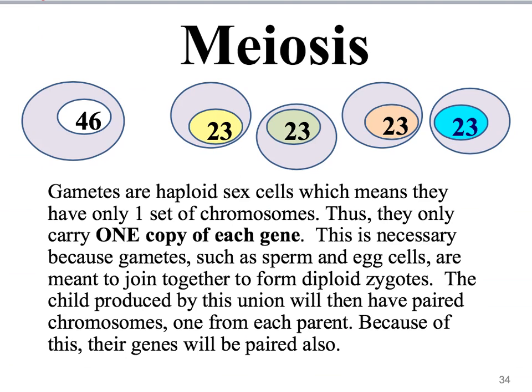This is necessary because gametes, such as sperm and egg cells, are meant to join together to form diploid zygotes. The child produced by this union will then have paired chromosomes, one from each parent, and because of this, their genes will also be paired.